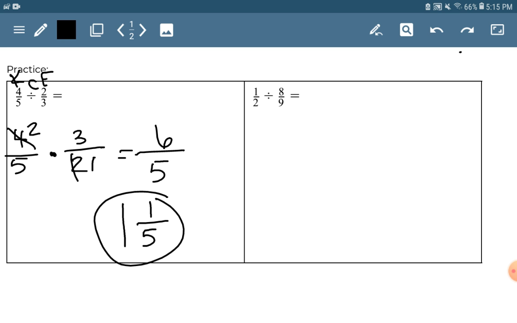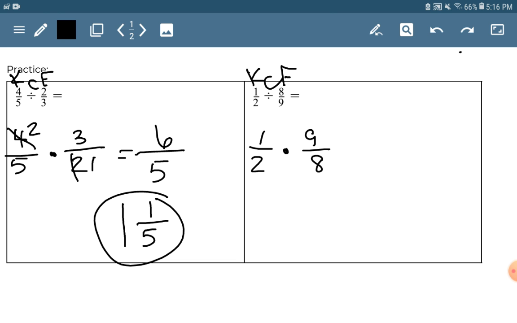We're going to practice that one more time with our second example there. 1/2 divided by 8/9. I'm going to start with keep, change, and flip. I'm going to keep 1/2 how it is, change division to multiplication, and flip my second fraction. Again, that's also called multiplying by the reciprocal.